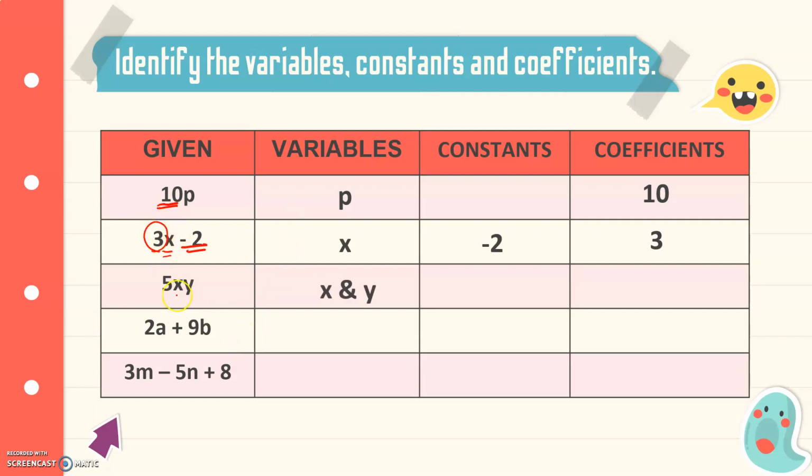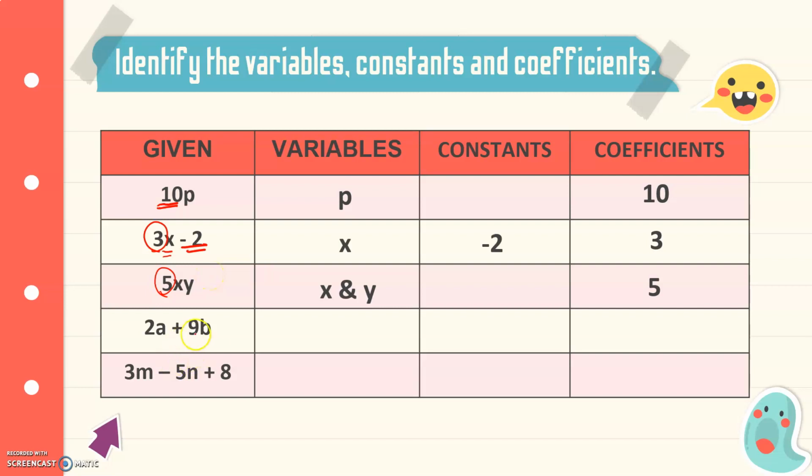Next, in 5xy, our variables are x and y. Both of them are letters from the English alphabet. There's no fixed value here, so we don't have any constant. But this number here, which is 5, is called a coefficient because it is to be multiplied to our variables x and y.